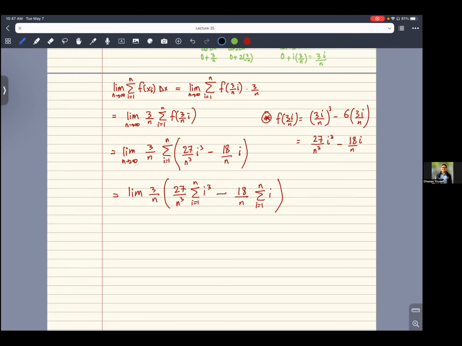inside the sum notation. So I'm going to get the limit as n goes to infinity, by the way, of 3 over n, here 27 over n to the power 3, times the sum of i cubed, which is n times n plus 1 over 2, squared, minus 18 over n. The sum of i is n times n plus 1 over 2.